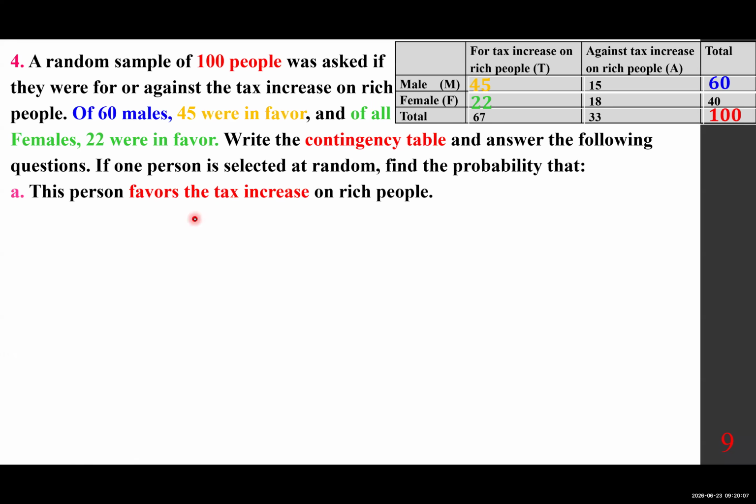This person favors the tax increase, and I always recommend to go with the formula P of T, N of T over N of S. T represents for tax increase, A represents against it. So that means always I like to start with N of S, which is 100, and how many are in favor? 67, and we are done. 45 and 22.